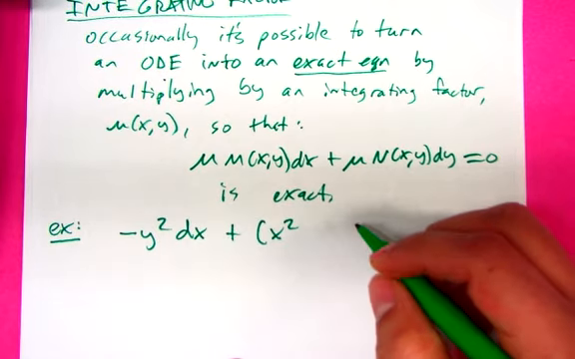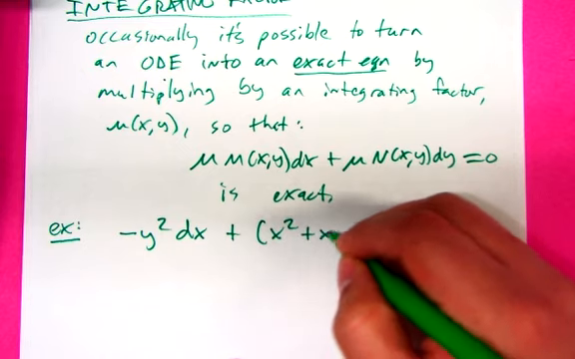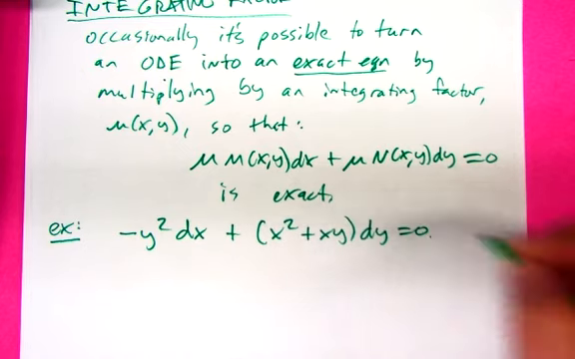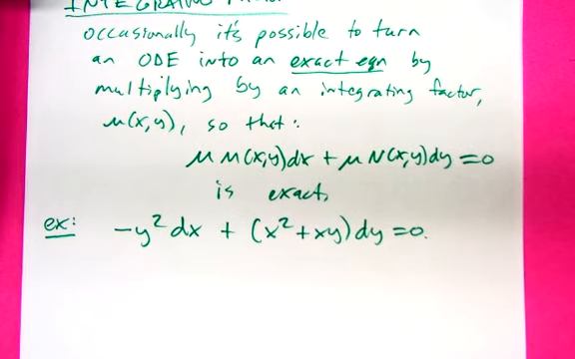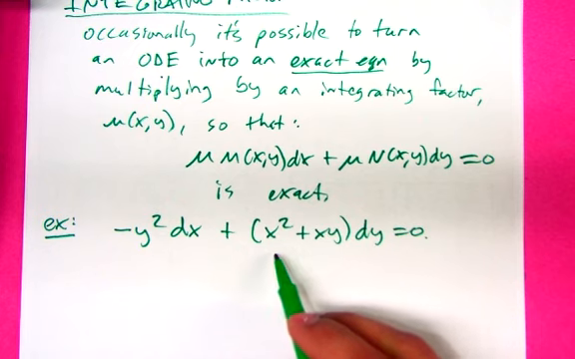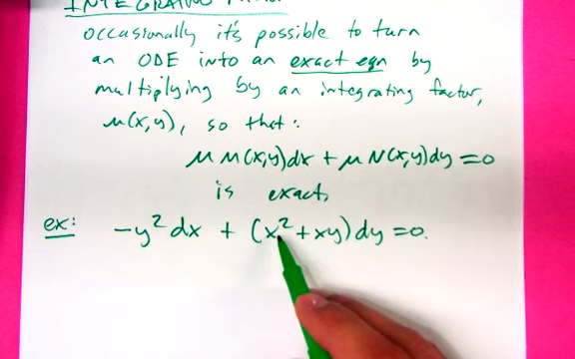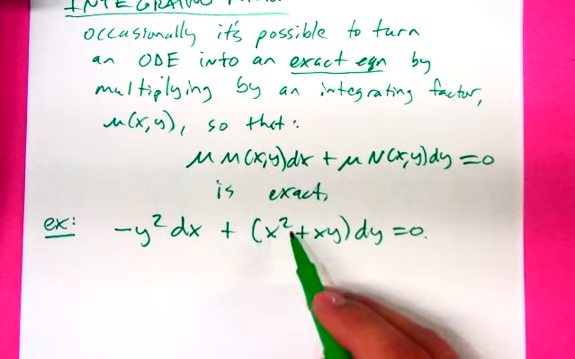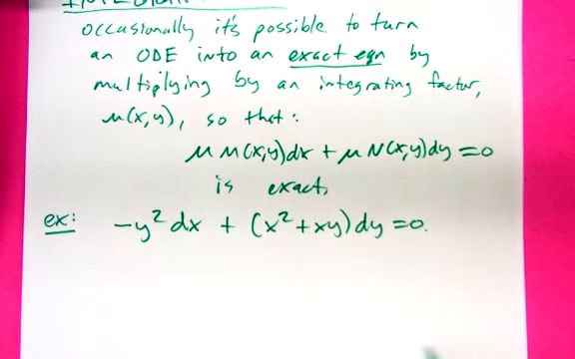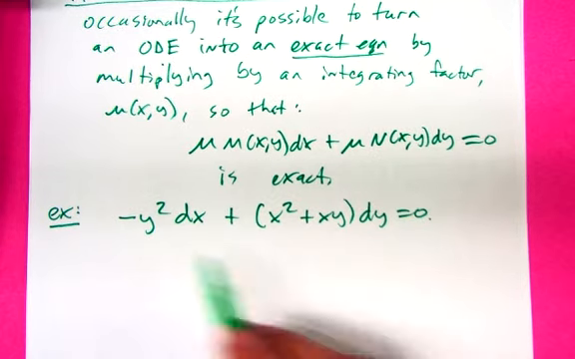So let's say we have negative y squared dx plus x squared plus xy dy equals 0. Just to review, because we have a test coming up: could we separate variables here? Why not? Because if you were to try and divide by y squared, you can't factor out x. It would be great if it was x plus xy, because then you can factor it out and move it over. So it's not separable. Is it homogeneous? Yeah, so we could do it that way.